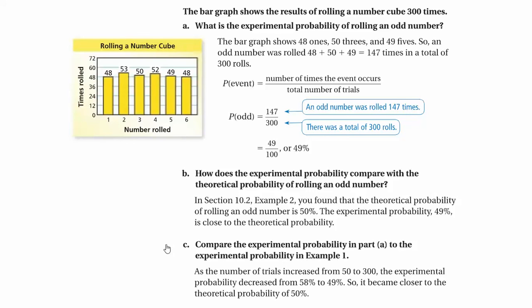So we went and got closer to our theory. So I think the more that you do the same thing over and over and over, the closer you're going to get to the theory. But again, theory is just theory and probability is as is. It can be different.